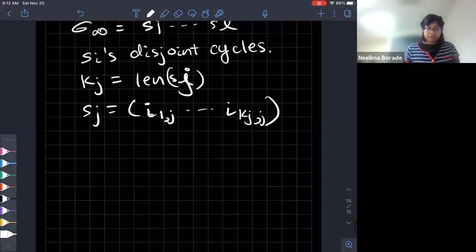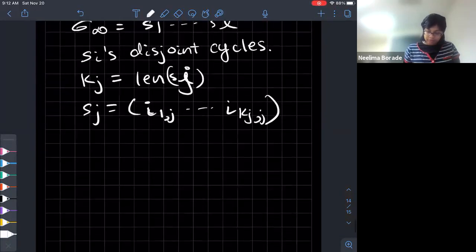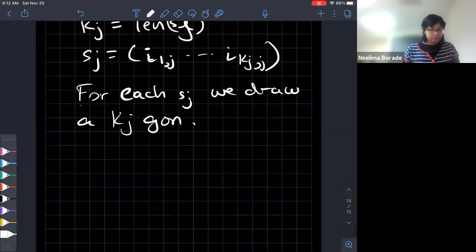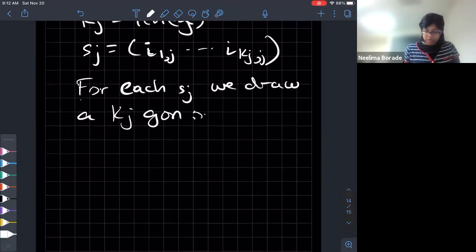Okay, so now we have some notation and then we start drawing the Dessin. So for each S_j, we draw a K_j-gon, oriented counterclockwise.